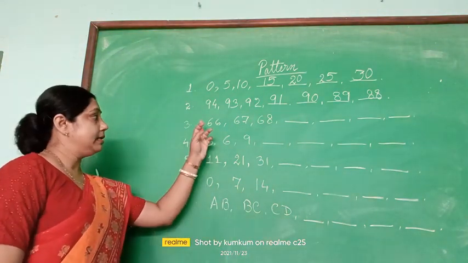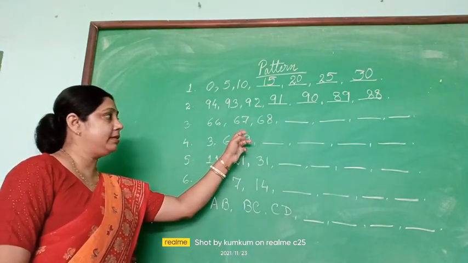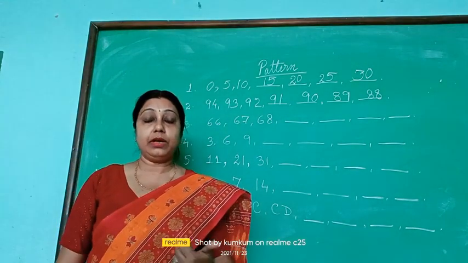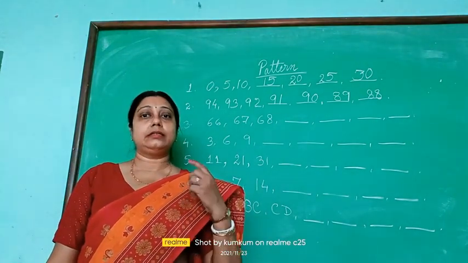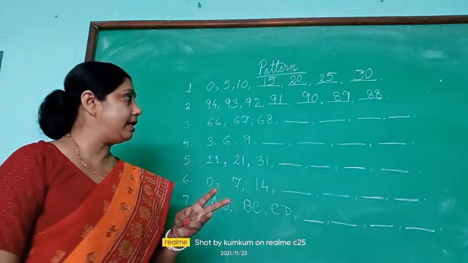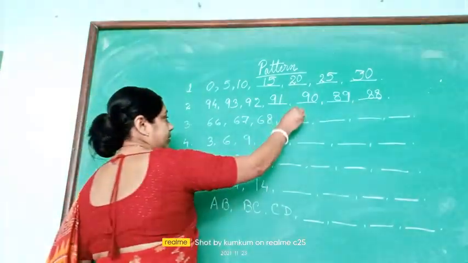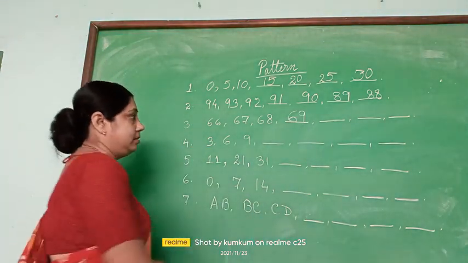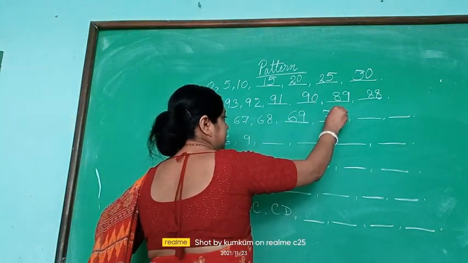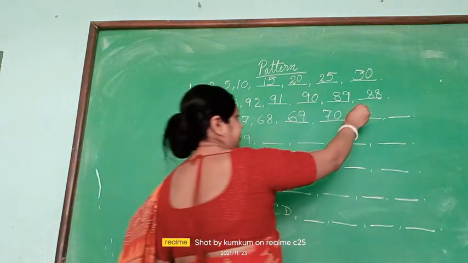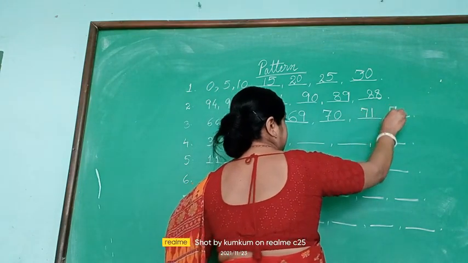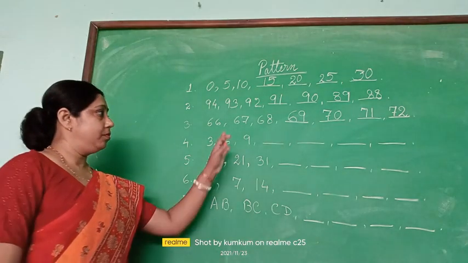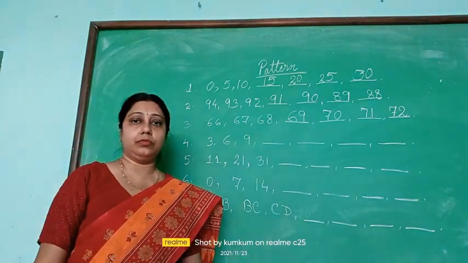Next one, see 66, 67, 68. That means we are doing forward counting. 66, 67, 68. Then what should we write? 69. Then what we should write? 70, then 71, then 72. So this way we have done the forward counting.